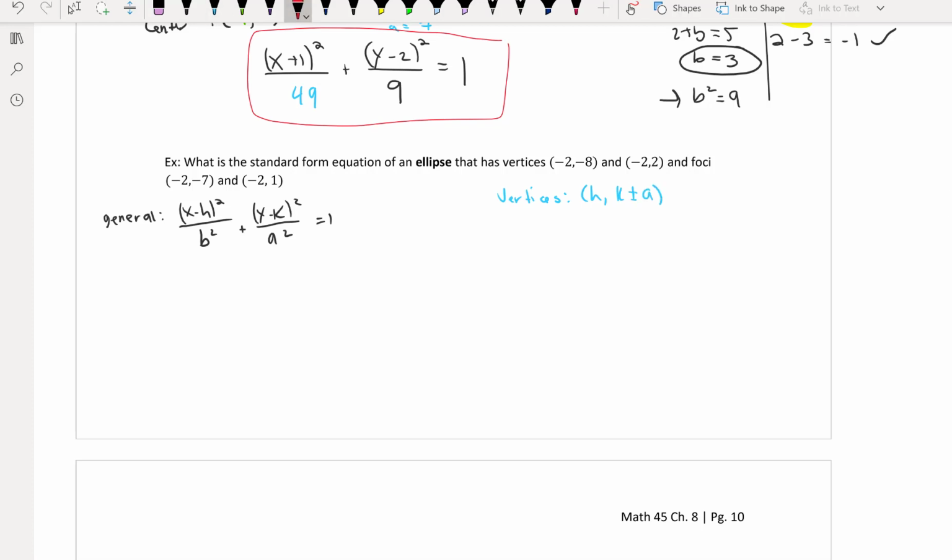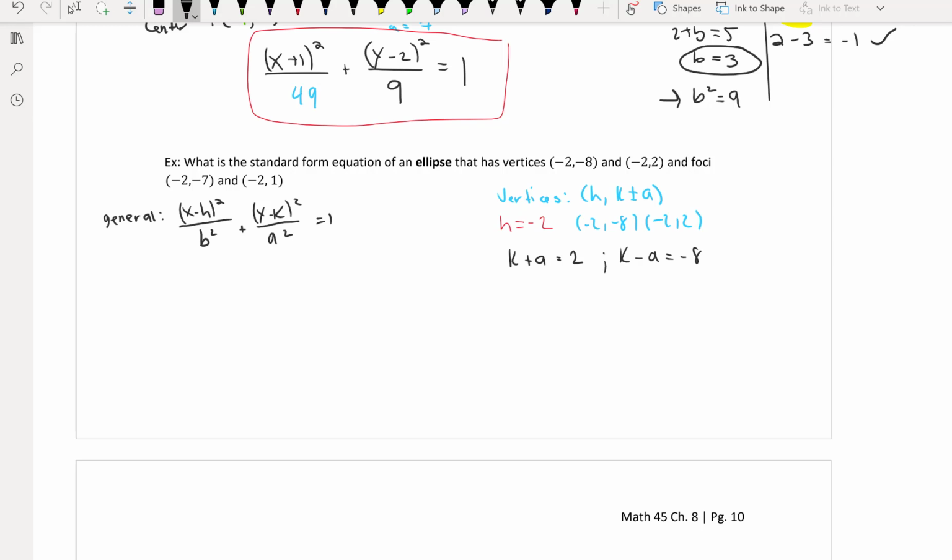So I for sure know that since that h value is fixed, h is equal to -2. Okay? And I actually have those numbers. So I have -2, -8, and I have -2, comma 2. So what that tells us is that k plus a is equal to 2, and I also have that k minus a is equal to -8.